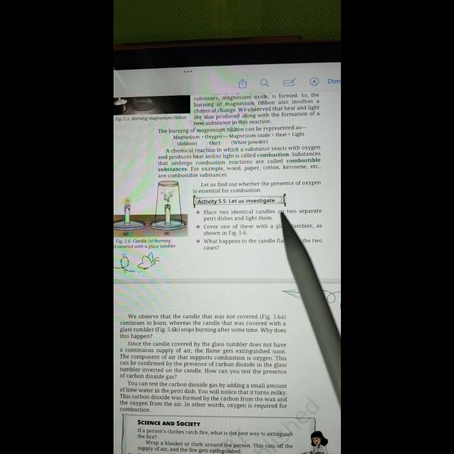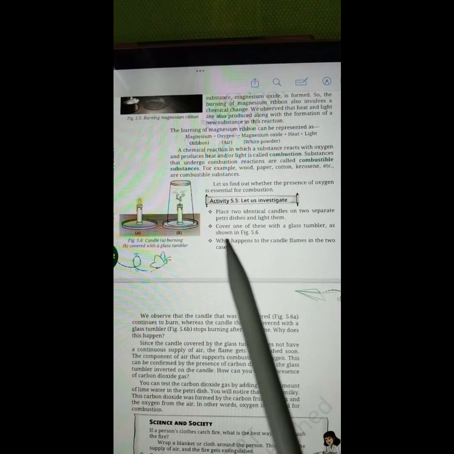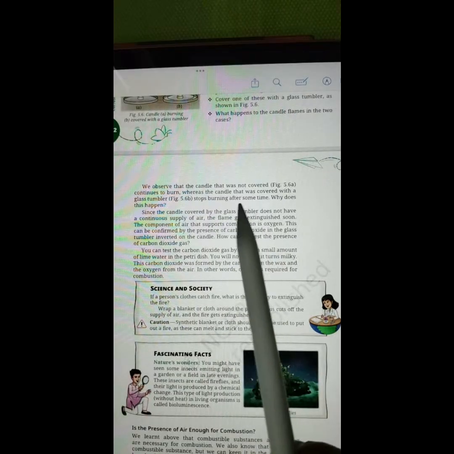Activity 5.5. Let us investigate. Place two identical candles on two separate petri dishes and light them. Cover one of these with a glass tumbler as shown in figure 5.6. What happens to the candle flames in the two cases? So we observe that the candle that was not covered continues to burn, whereas the candle that was covered with a glass tumbler stops burning after some time.